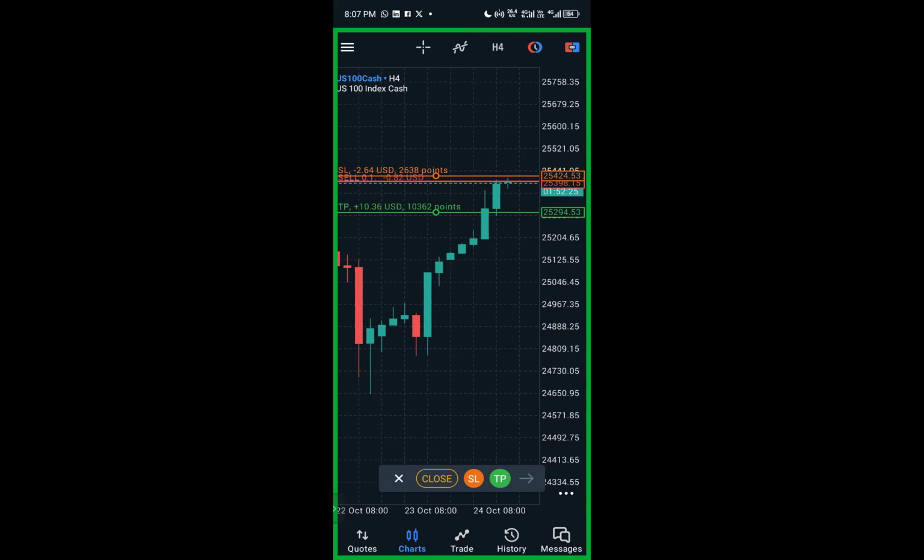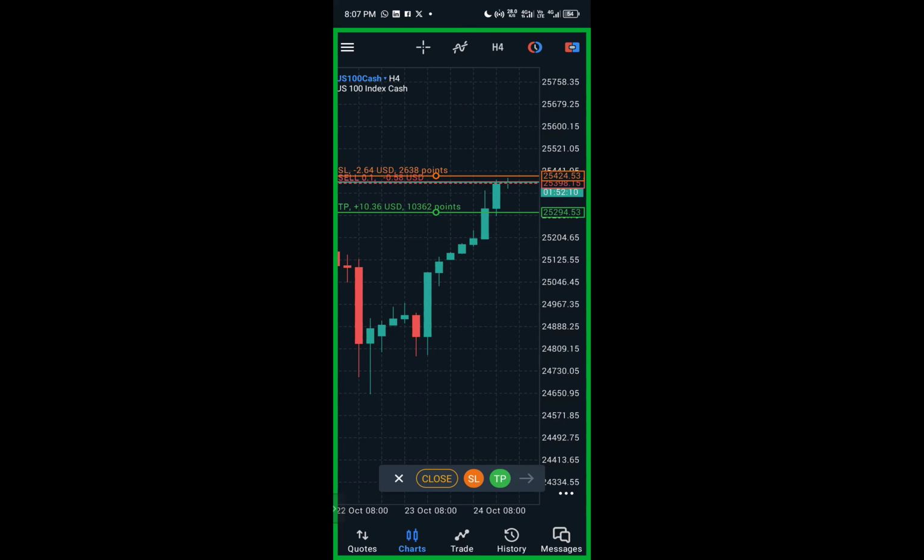$2.64. Yeah, exactly. So $2.64 is what you lose on this trade if it should go against you. And if it should go in your direction, how much are you gaining? $10.36. Can you see? Now let's do another thing.